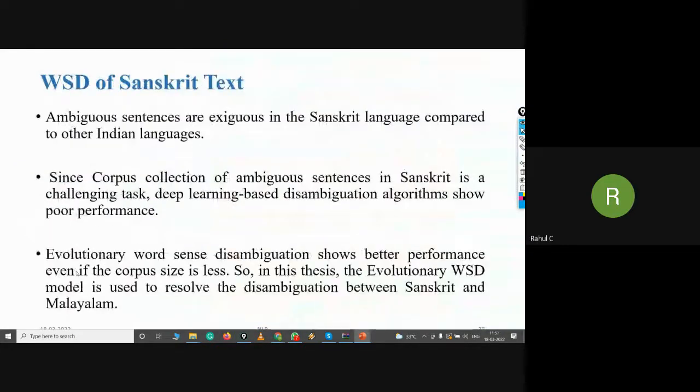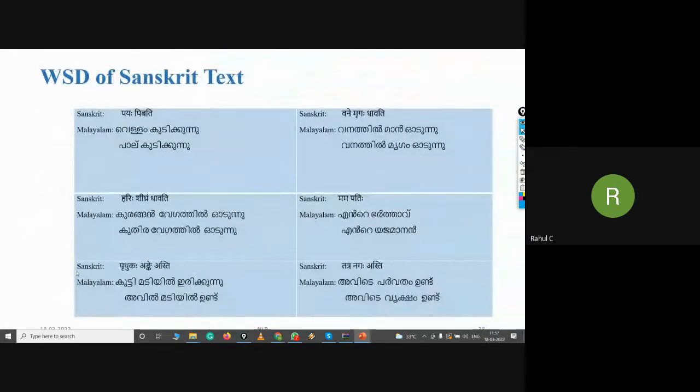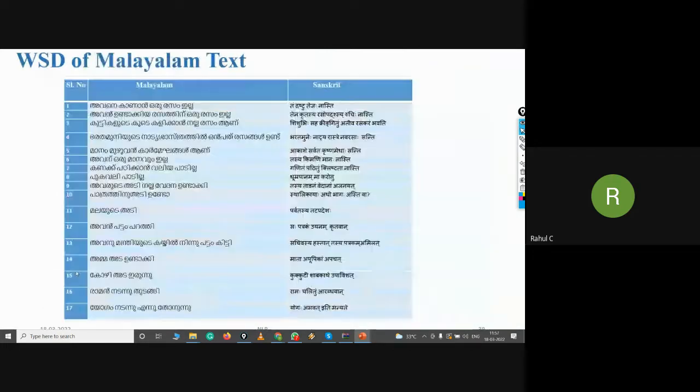So these are some results on word sense disambiguation. After the output, you can see some example sentences. These are some ambiguous sentences in Sanskrit, and also some ambiguous sentences in Malayalam, and you have to identify these sets of sentences. If some ambiguity is there, there should be a mechanism. You can go for different mechanisms like rule based or statistical based, also neural network based, also some evolutionary methods. Here I am using an evolutionary word sense disambiguation to disambiguate the words.